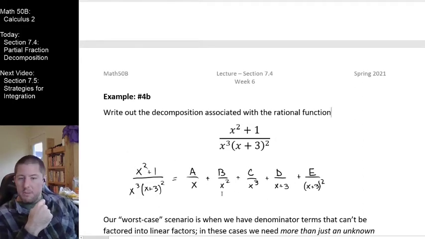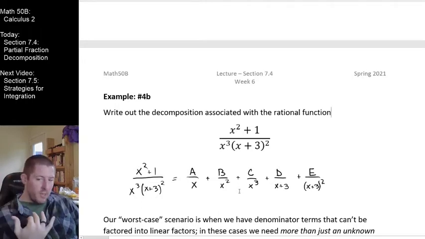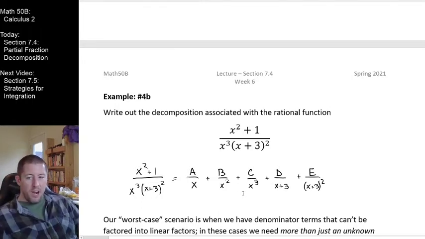There's no x cubed, so all those coefficients would get set equal to 0. There's 1 x squared, so all the x squared coefficients over here would get set equal to 1. There's no x components, so all of the x coefficients collectively would get set equal to 0. And there is a constant of 1, so any constant coefficients over here would get set equal to 1. That would give you a system of 5 equations, 5 unknowns, not something we want to be doing by hand, but something we technically can do by hand.